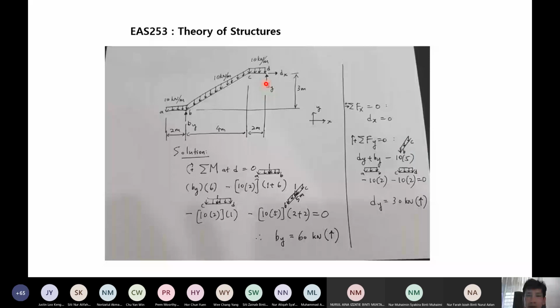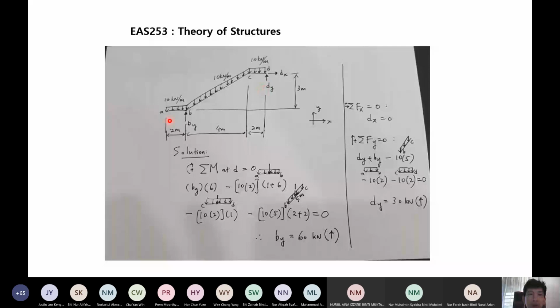Then we solve for this, substituting the value of By that we already obtained from here. So we get 30 kilonewton for Dy. Okay, so this is how we solve this problem.